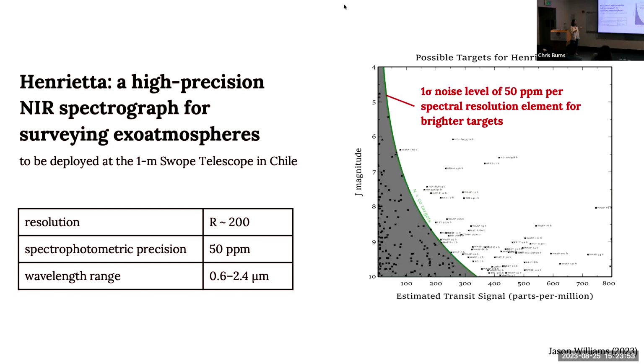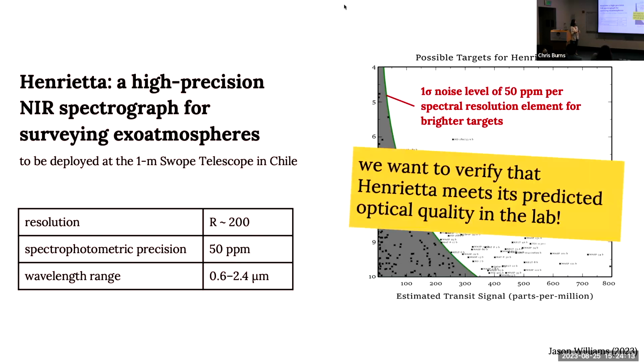There are a lot of sources of noise that may contribute to Henrietta not achieving the spectrophotometric precision level, and image quality is a dominant source of noise. So we want to make sure that Henrietta's optical quality, or image quality, is not a limiting factor here. That is why we are building a telescope simulator to test the image quality of Henrietta.